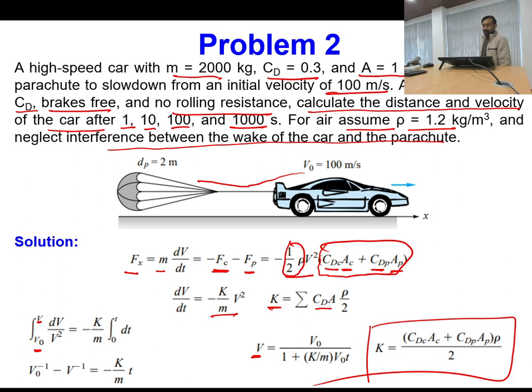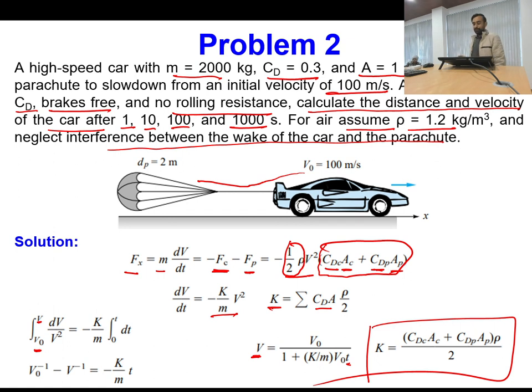So it means that if I know the value of K, M is given for the car, V naught is given for the car, and t is given to us, at what times we need to calculate the velocity. So the only thing I need to calculate is K. For calculating K, I need CD of the car and area of the car, which are already given in the question. But what is not given is CD of the parachute and area of the parachute.